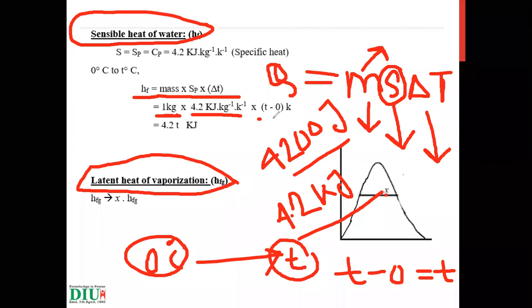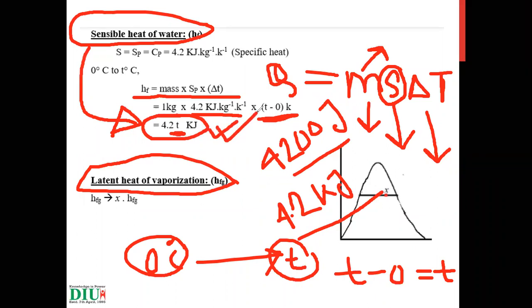Okay, and the temperature difference. So finally we get, my student, 4.2 T kilojoule. Okay, 4.2 T kilojoule. So we got the derivation of the sensible heat equation, 4.2 T kilojoule. So basically here we only need the temperature difference. After that we can easily tell what the sensible heat is. Clear?